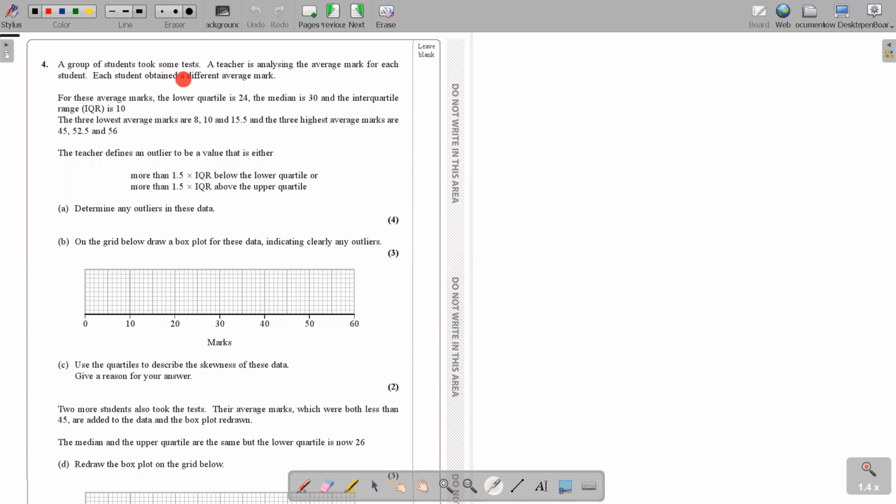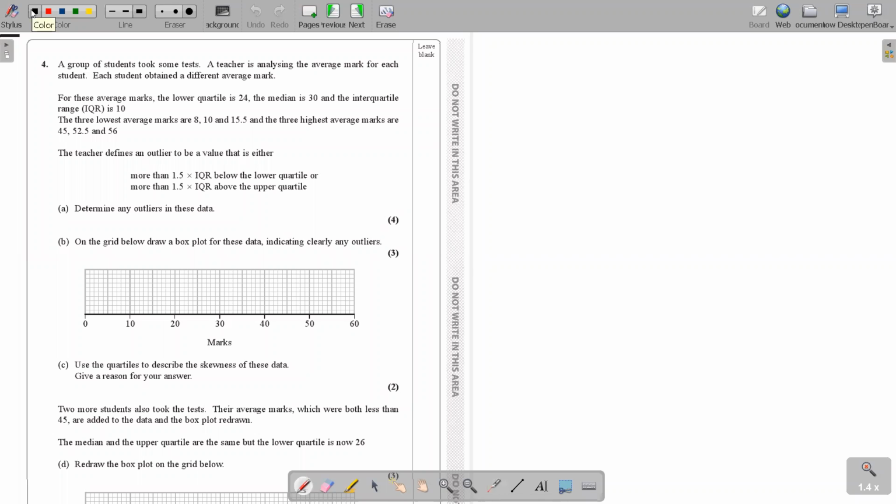A group of students took some tests. A teacher is analyzing the average mark for each student. Each student obtained a different average mark. For these average marks, the lower quartile is 24, the median is 30, and the interquartile range is 10. The 3 lowest average marks are 8, 10, 15.5, and the 3 highest average marks are 45, 52.5, and 56. The teacher defines an outlier to be a value that is either more than 1.5 times IQR below the lower quartile or more than 1.5 times IQR above the upper quartile. Determine any outliers in this data.